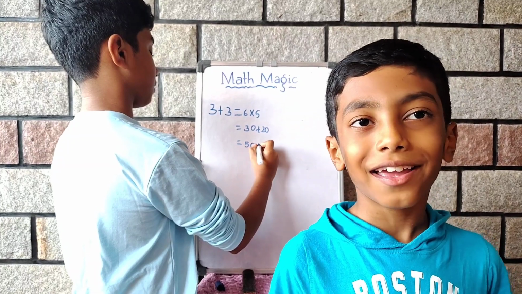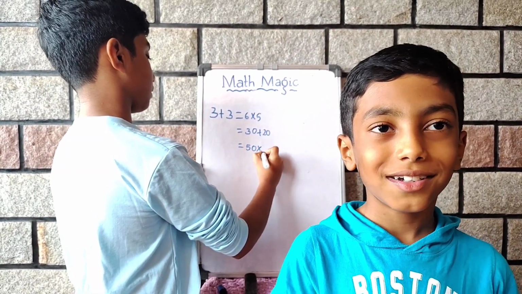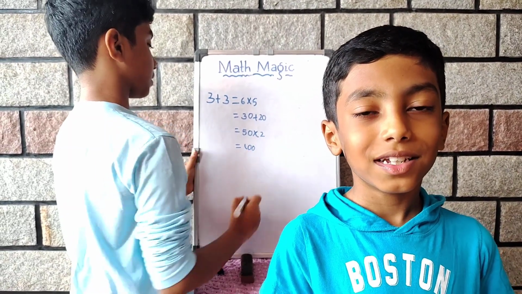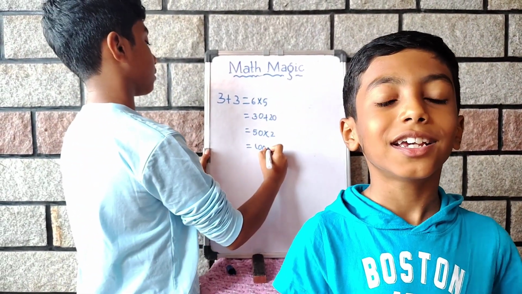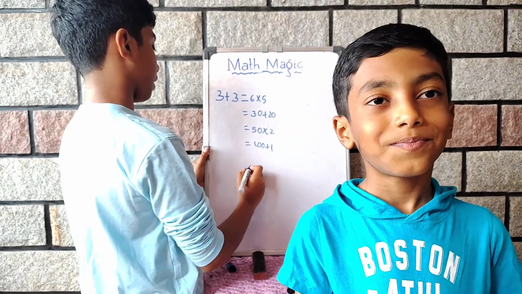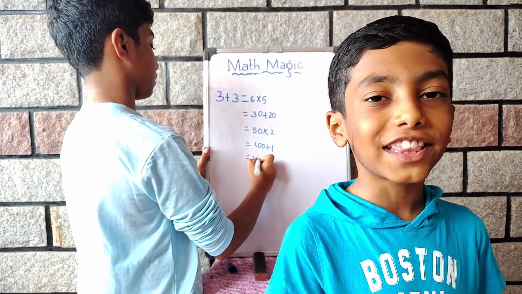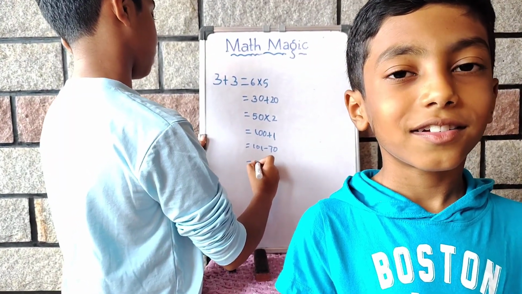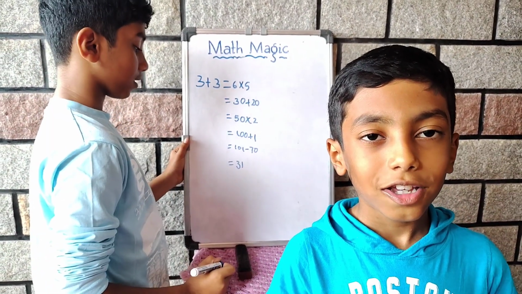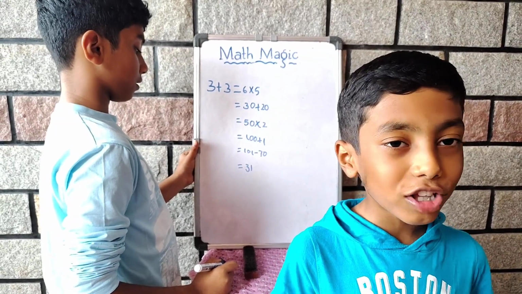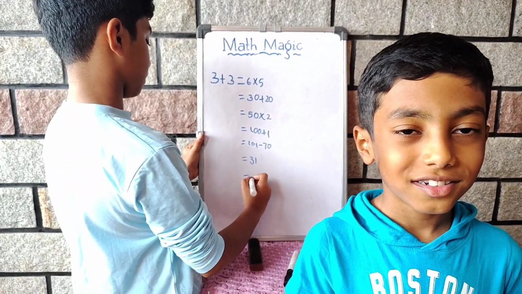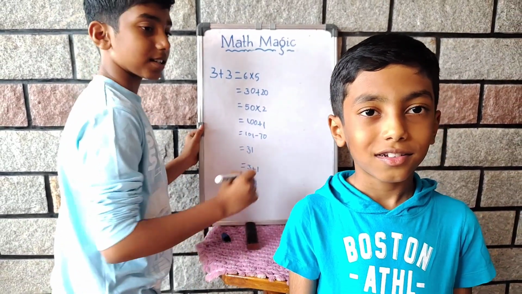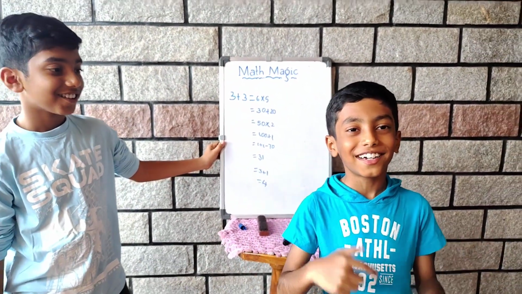Yes. Multiply by 2. Yes. Add your female members in your family. Yes. Subtract 70. Yes. You get 2 digits now. Add both digits. Yes. That's your family members.